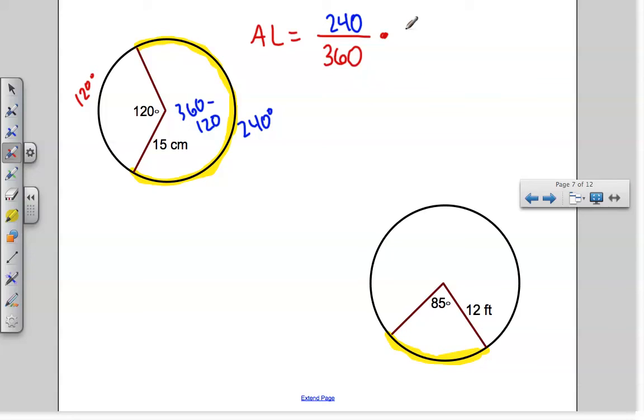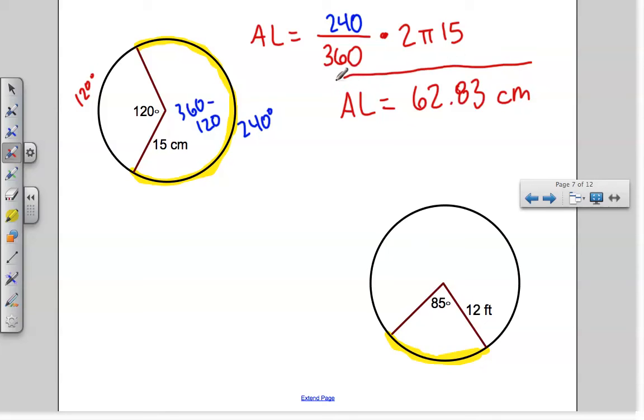Now circumference could be 2 pi r or pi d. I know the radius is 15 here, so I'm going to do 2 pi r again. 2 times pi times the radius of 15. What is the arc length? I do 240 divided by 360 times 2 times pi times 15. And my arc length then is 62.83. And the label would be the same label as the distance for the radius, which was centimeters.